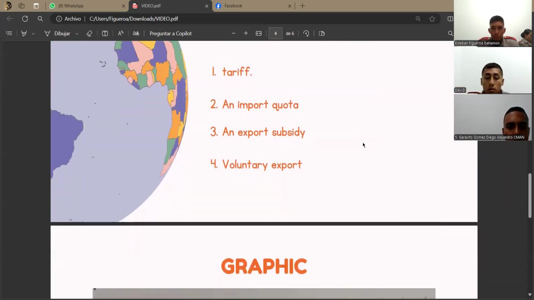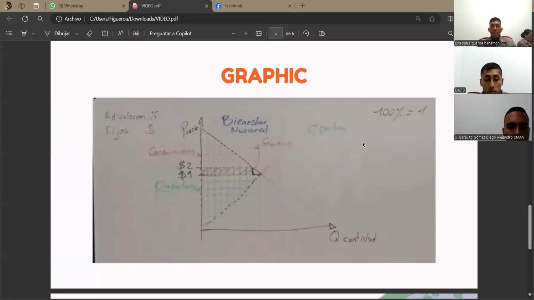So, long story short, a trade policy is a government policy that governs trade with other countries.